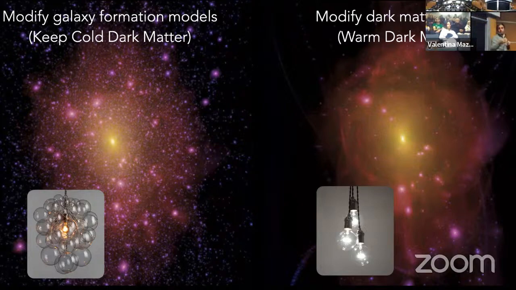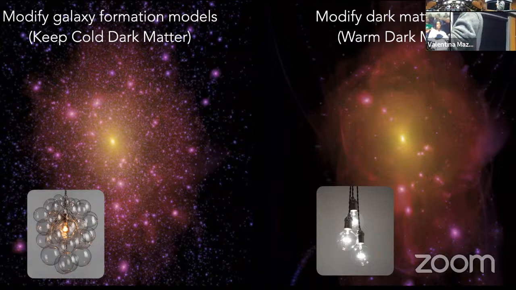And that was kind of like something Katelin showed us with neutrinos. There are alternative dark matter models, like warm dark matter, that have a different prediction for how dark matter is actually distributed. So you have fewer light bulbs altogether, no glass, no filament altogether. Okay, so what can we do?